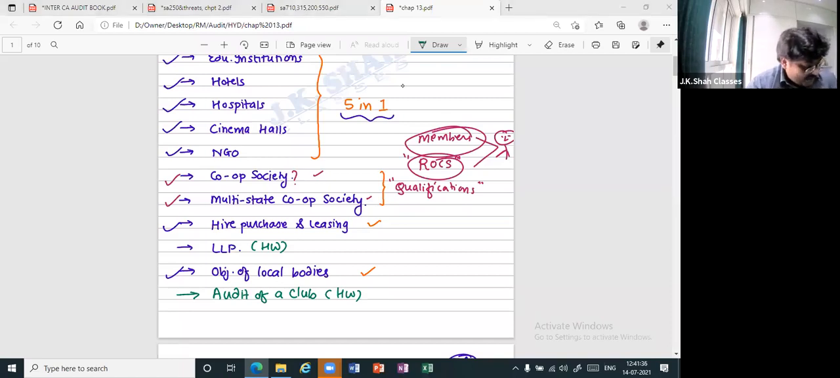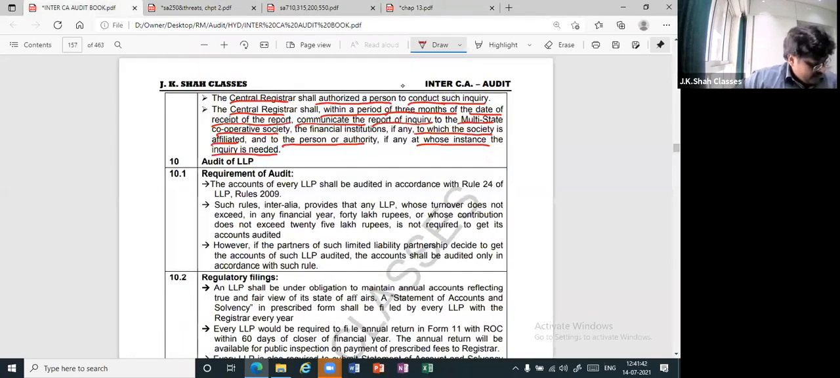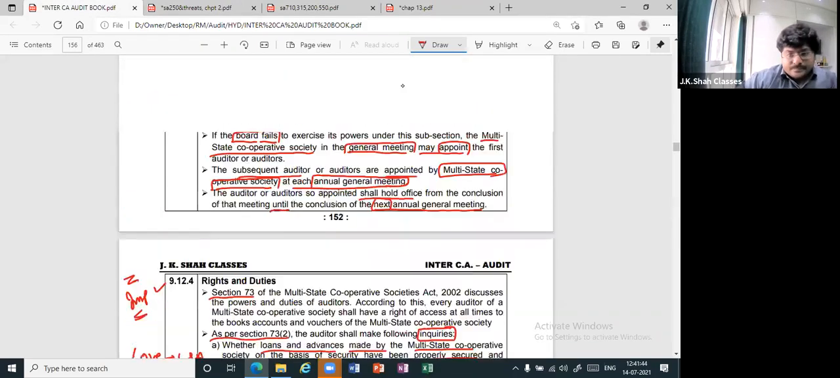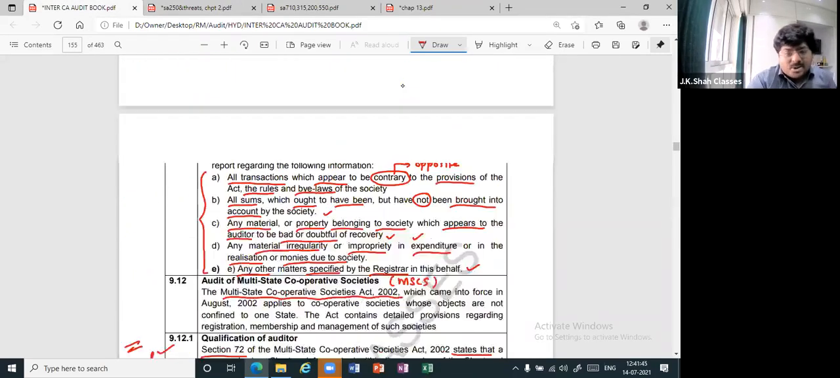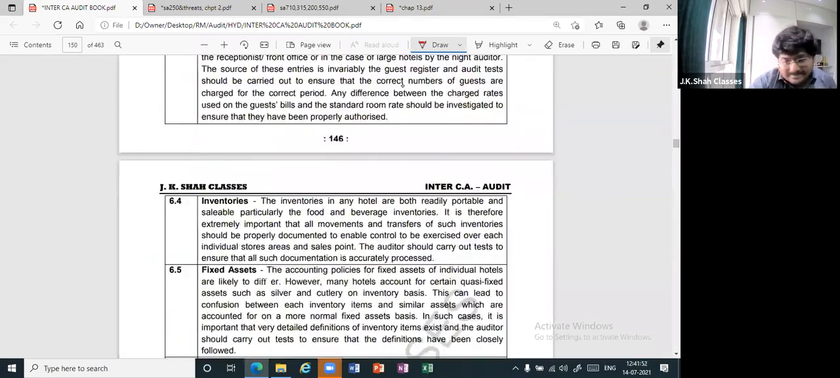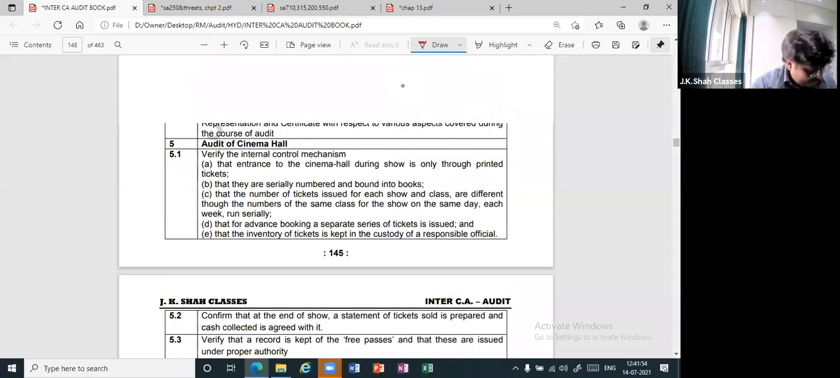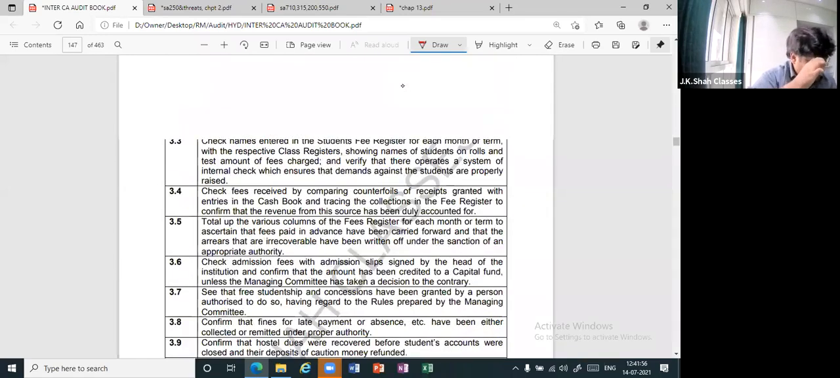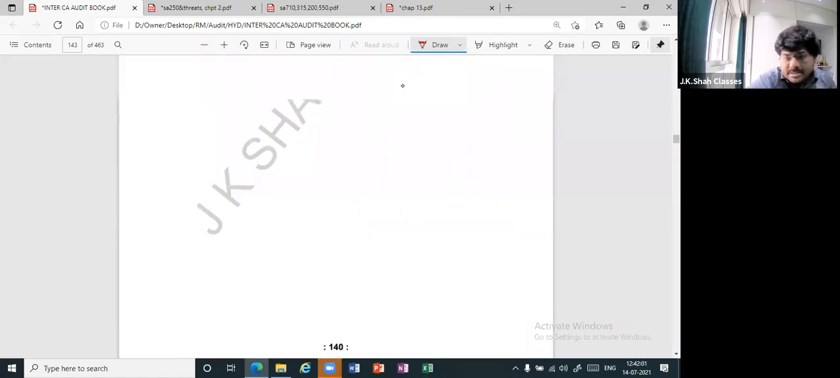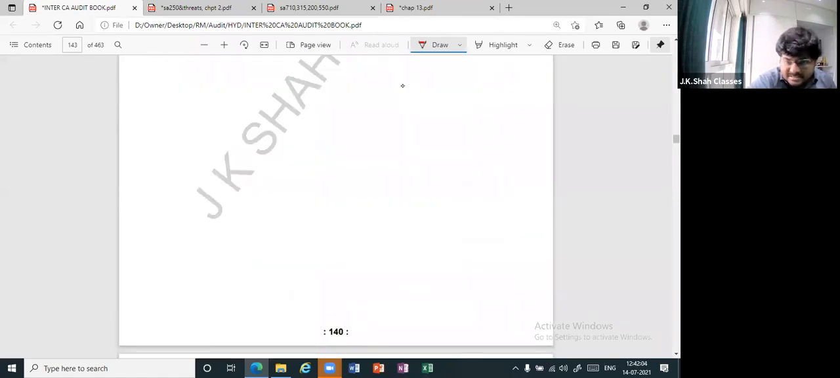So ultimately, this is homework and this is homework: LLP and club. Wait, come to the textbook. Come to the beginning, please. What this cooperative society was, time pass. Oh my god, this chapter is going on and on. It is not coming to an end. Don't worry, it has come here.